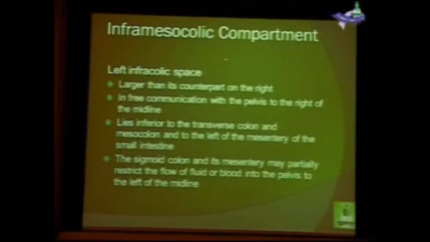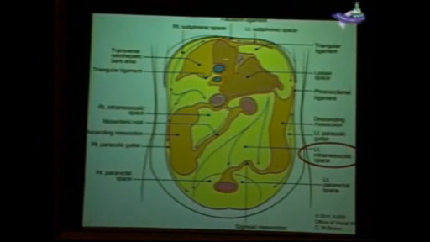The left infracolic space is larger than the right infracolic space, as we've just mentioned. It's in free communication with the pelvis to the right of the midline, and it lies inferior to the transverse colon and mesocolon and to the left of the mesentery of the small intestine. The sigmoid colon and its mesentery may partially restrict the flow of fluid or blood into the pelvis to the left of the midline.